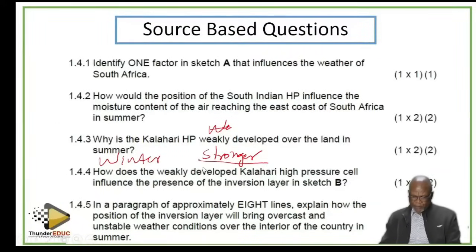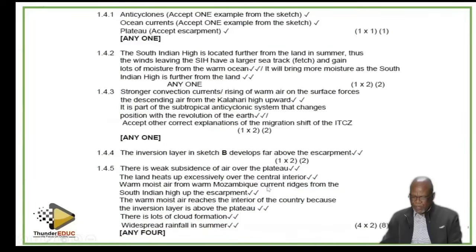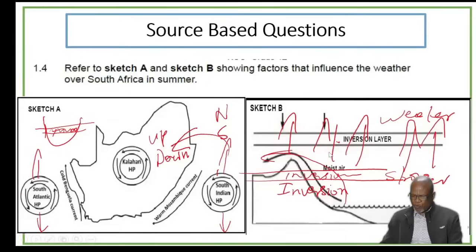Now, how does the weakly developed Kalahari high pressure cell influence the presence of the inversion layer in sketch B? This is our sketch B. How does the weak Kalahari high pressure influence the presence of the inversion layer? The inversion layer is above the escarpment.